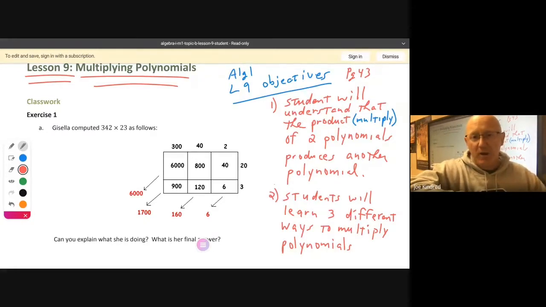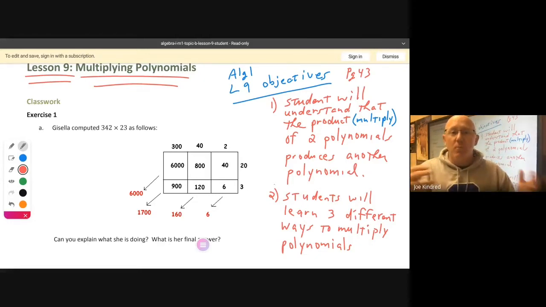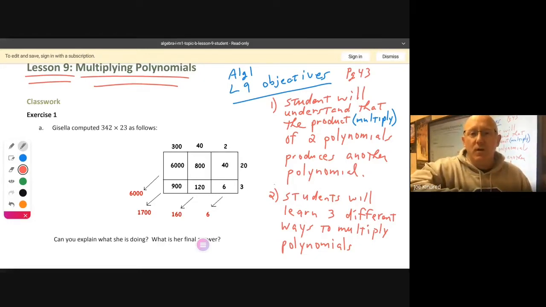and subtracting polynomials. The two objectives of this lesson are: one, you will understand that the product, in other words, when you multiply two polynomials, produces another polynomial. And two, you will be able to see and experience and learn 3 different ways to actually multiply polynomials. And you can choose whatever way you think is the easiest.